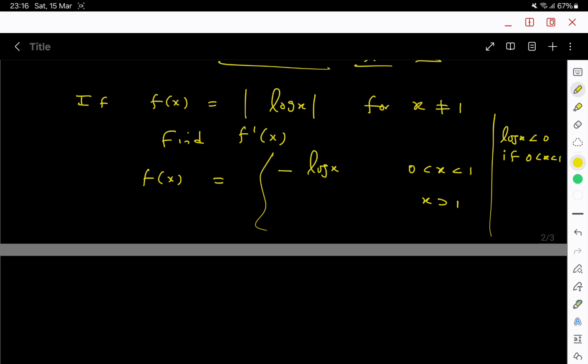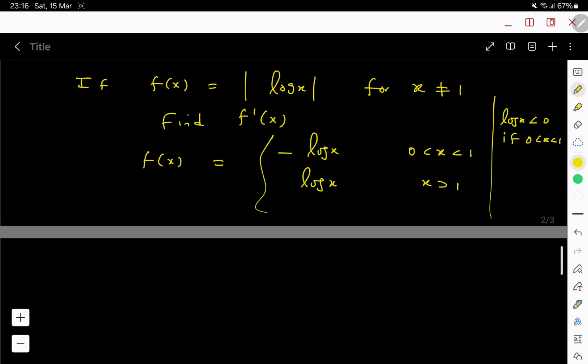For 0 to 1, log x is negative, so I am writing minus log x. For greater than 1, log x is positive, so I am writing mod of log x is plus log x. Okay, so find out the interval such that the modulus of the function is negative and positive, if the function is under a modulus.